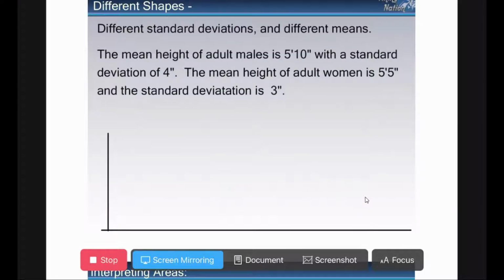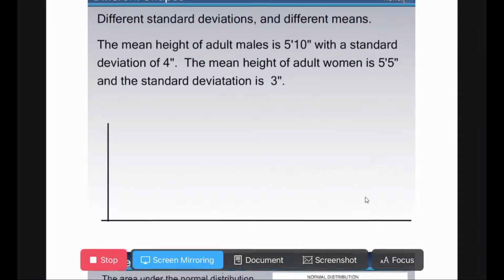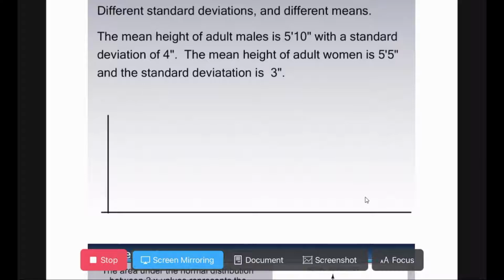Next up, we're going to try combining. So what happens if the standard deviation and the mean are different? Once again, I do recommend pausing and trying this on your own, and then coming back and discussing it together. The question tells us that the mean height of adult males is 5'10", with a standard deviation of 4 inches, and the mean height of adult women is 5'5", with a standard deviation of 3 inches.